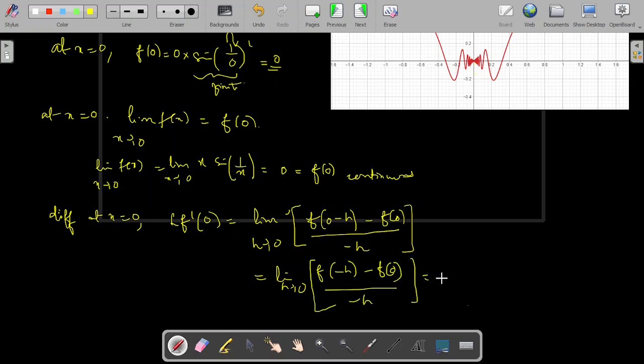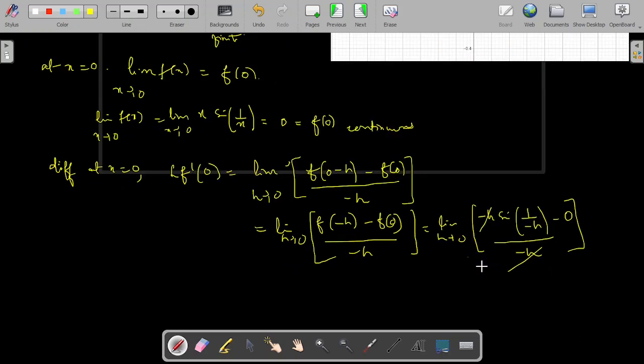Let us substitute in the function. Limit h tends to 0, f of minus h means replace x by minus h, sine of 1 by minus h minus f of 0, we got it as 0 by minus h. Now this cancels, minus h cancels. Now you are remained with the factor limit h tends to 0, sine of 1 by minus h. Correct. Now you know that this limit does not exist, as the previous case. This does not exist, hence the function is not differentiable at x equal to 0.